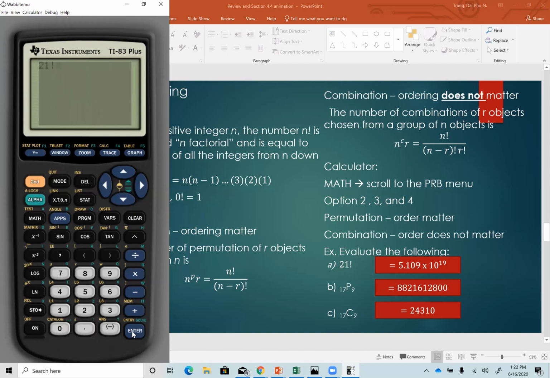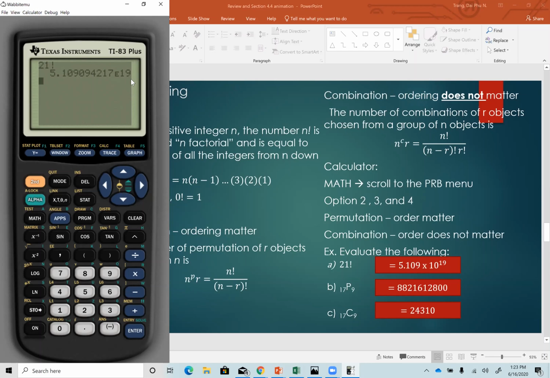All I need to do is press enter, and the calculator gives me 5.109094217 e to the 19. One thing I want to point out, ladies and gentlemen, e to the 19 is basically 10 raised to the 19th power. It tells you how many decimal places you need to move to the right. If the 19 is positive, you move the decimal 19 times to the right. The number is humongous, and your calculator does not fit it. That's why they put e to the 19.